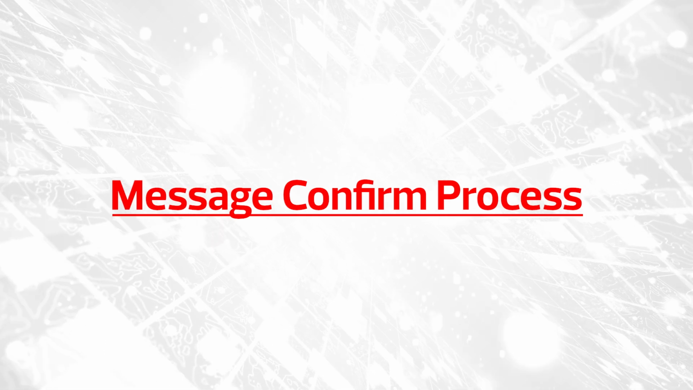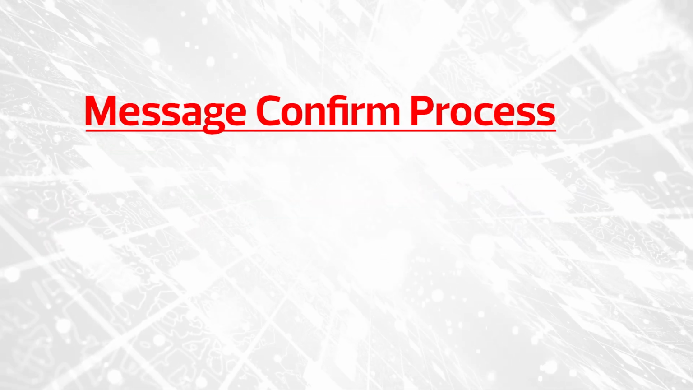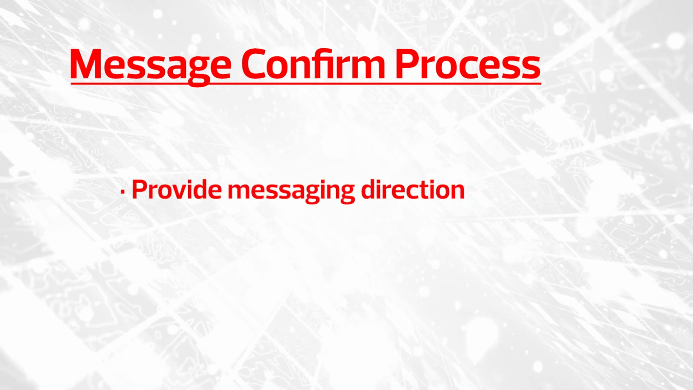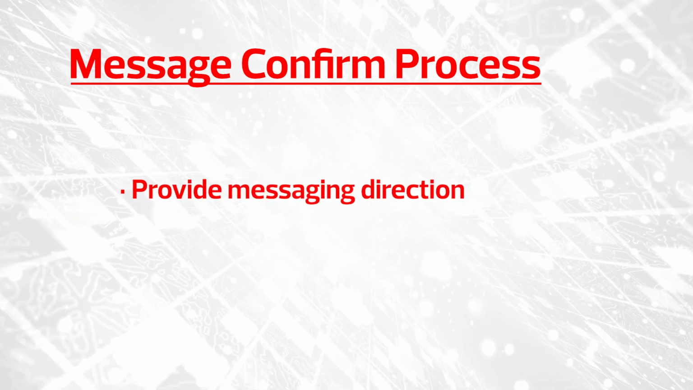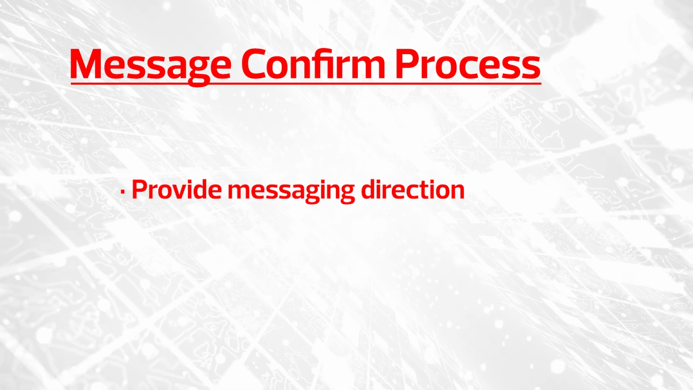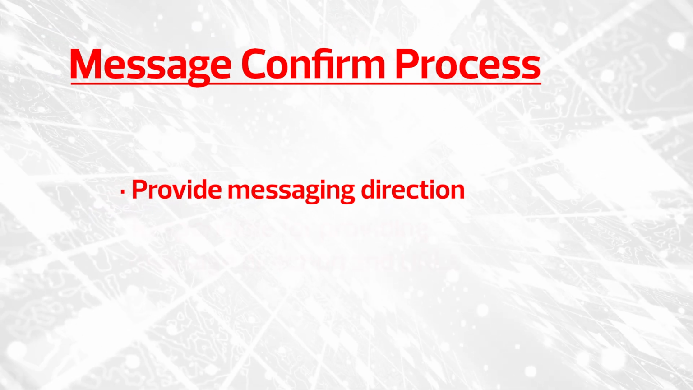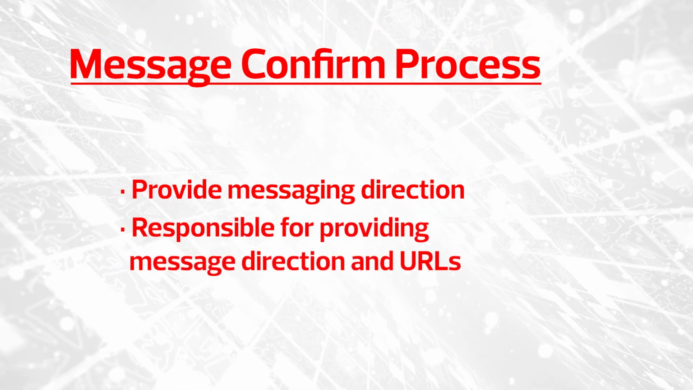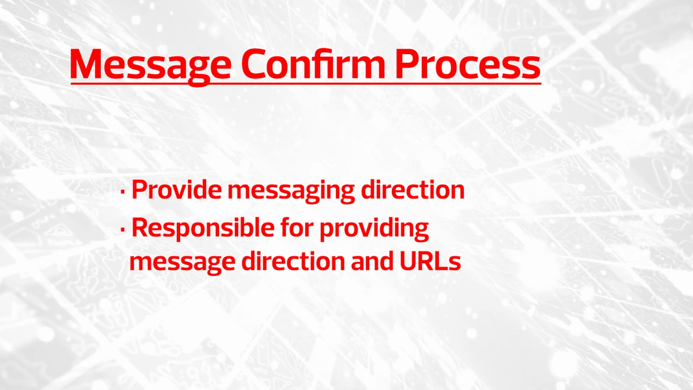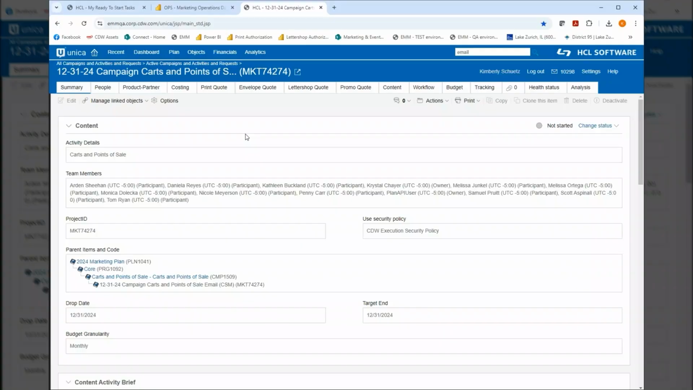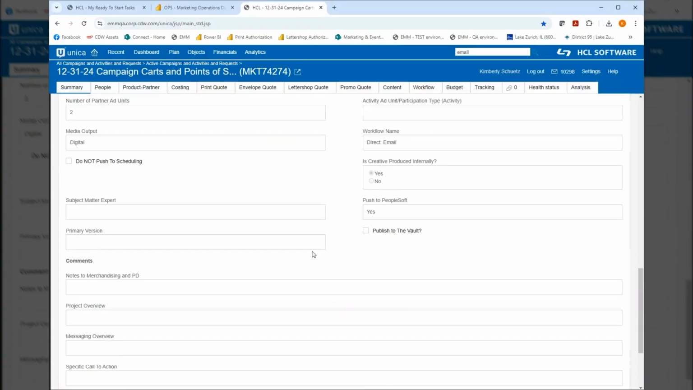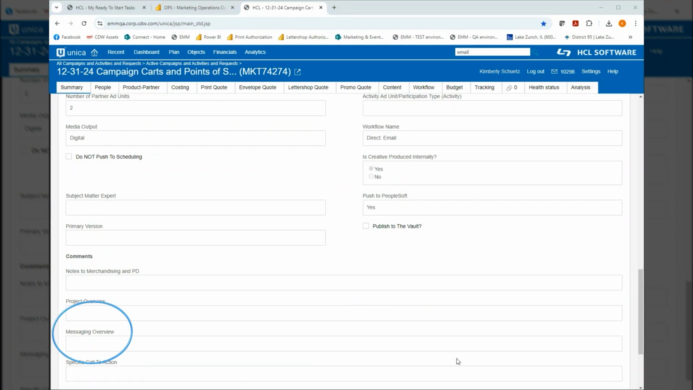First, we are going to start with the message confirm process. Once a marketing activity is started, part of the process for the EBO is to provide messaging direction. The merge confirm and messaging confirm tasks typically have the same due date. The EBO is responsible for providing the message direction and the URLs for the call to action. This information is added on the Summary tab in the Message Overview and Call to Action sections. This is included to provide guidance for the copywriter.